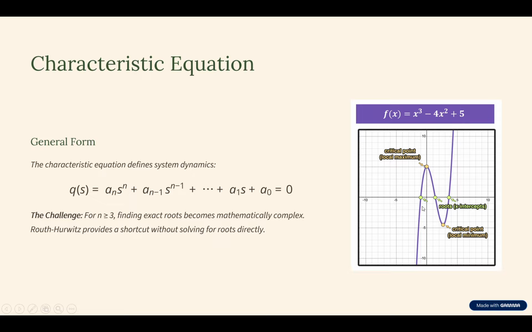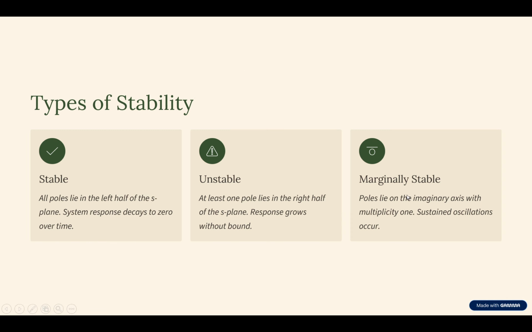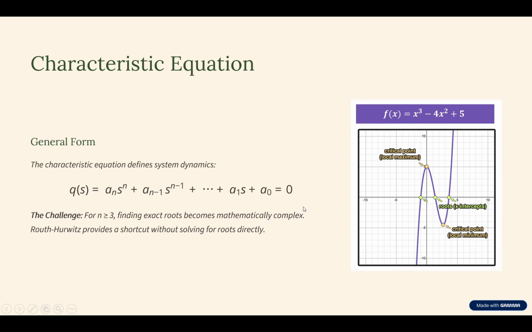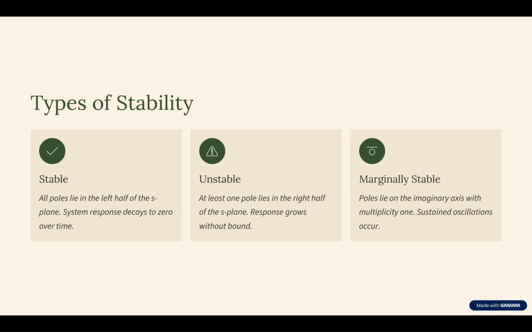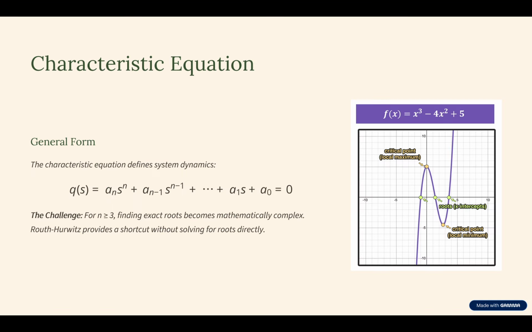Let's take the x-axis as the real axis and the y-axis as the imaginary axis. If all the poles of the characteristic equation are on the left hand side of the imaginary axis, then it will be stable. If any of the poles is on the right hand side of the imaginary axis, then it will be unstable. And lastly, marginally stable: if any of the poles or all the poles are on the imaginary axis, then it is said to be marginally stable.